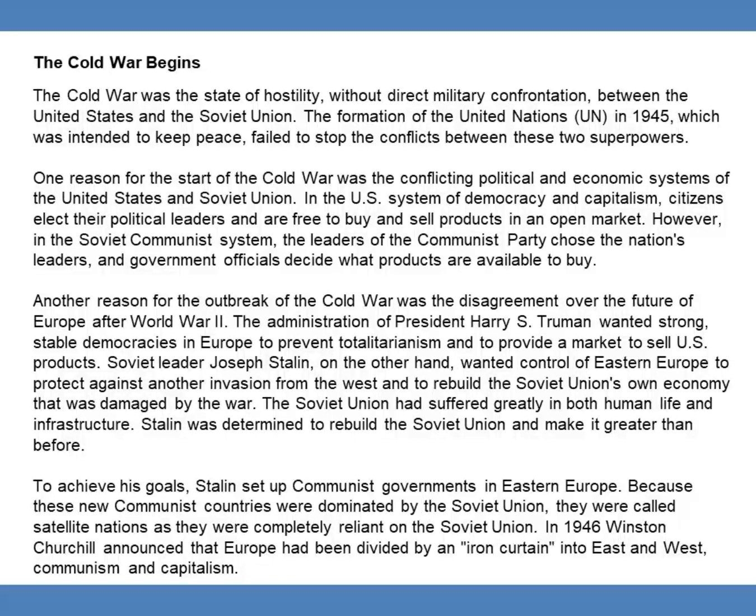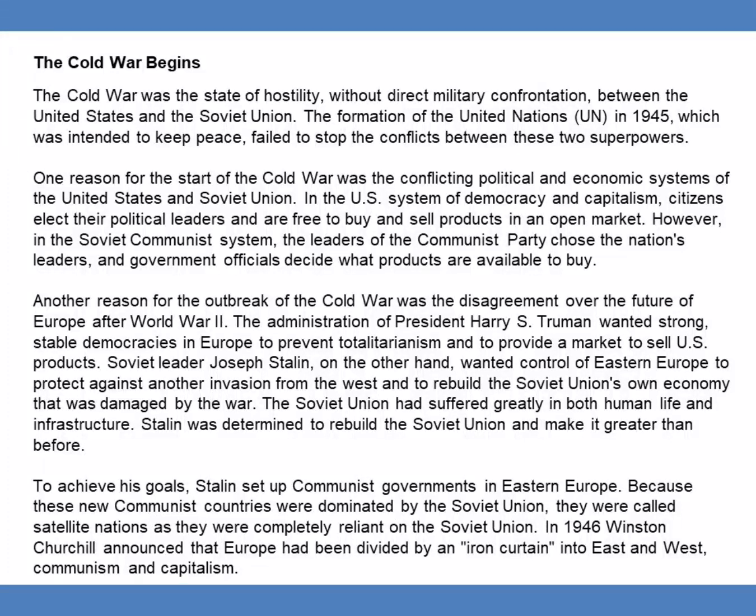The Soviet Union had suffered greatly in both human life and infrastructure. Stalin was determined to rebuild the Soviet Union and make it greater than before. To achieve his goals, Stalin set up communist governments in Eastern Europe. Because these new communist countries were dominated by the Soviet Union, they were called satellite nations, as they were completely reliant on the Soviet Union.